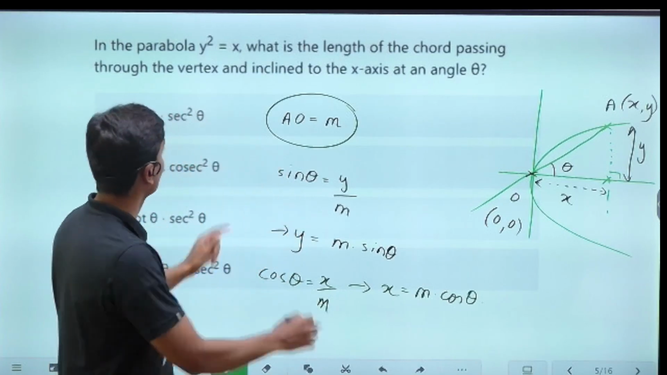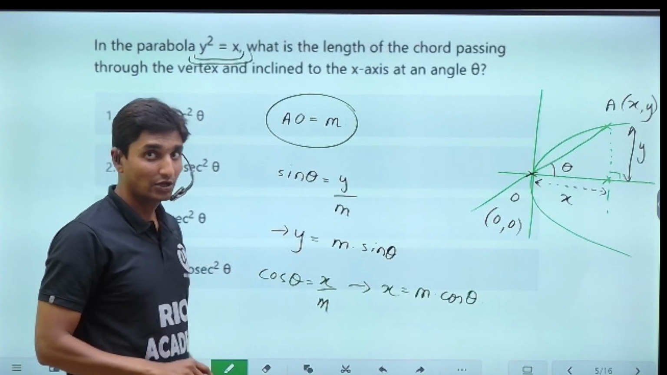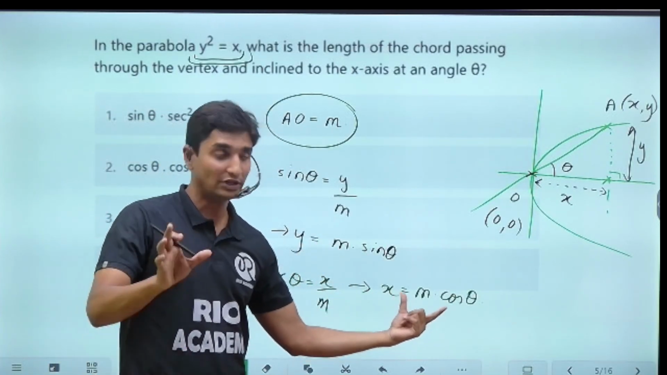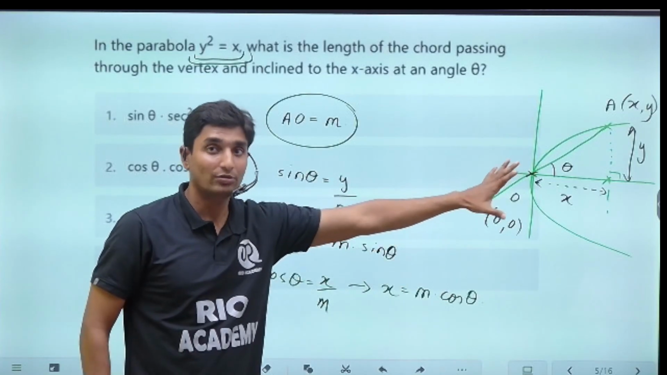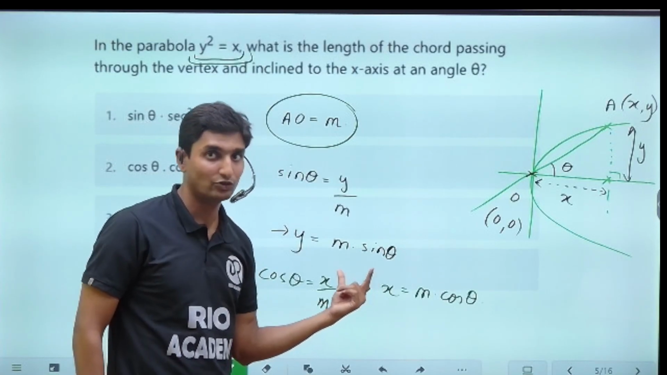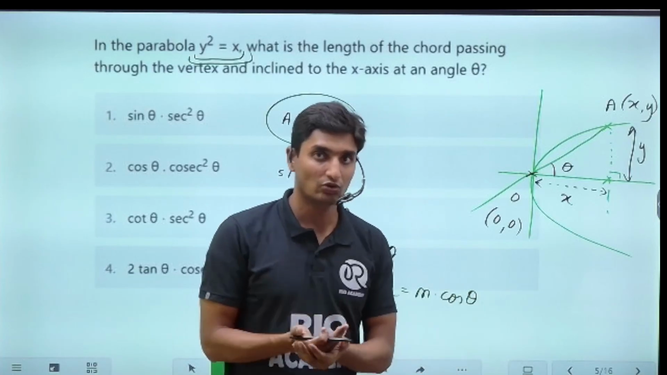Why? Because it is already given in the question that y square is equal to x. We have obtained the value of y and the value of x. Even if you take tan theta here, you will not be able to identify the values of x and y clearly as we have done here. Tan theta is what? Opposite upon adjacent, so y upon x, where y is unknown and x is also unknown.